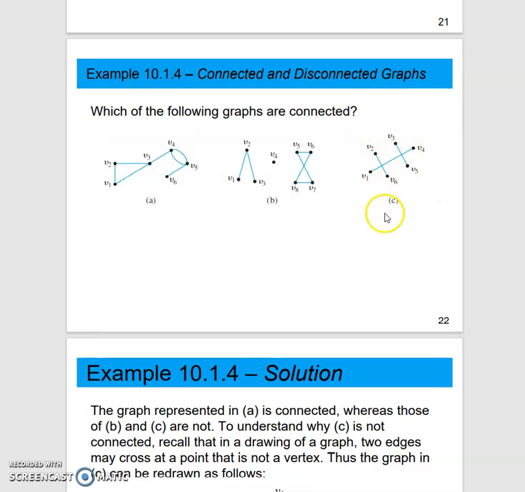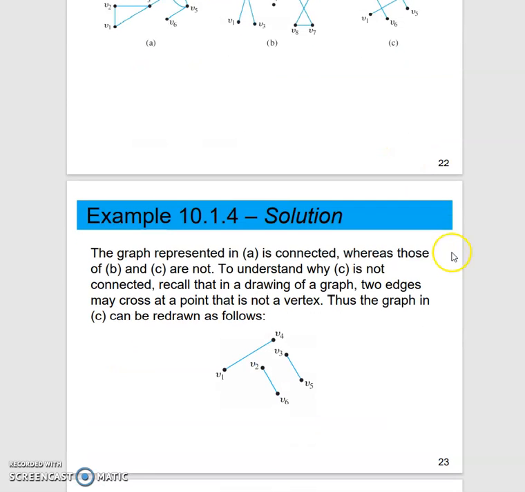Now, C might look connected because they cross, but V1 and V4 are connected, and V2 and V6 are connected, but there's no way to jump from this line to any of the other two lines. So even though they cross, they're not actually connected. There's no vertex in between. And you'll notice we could redraw that C graph like that, because again, we didn't have vertices there, and that might make it a little easier to see why that one is not connected.